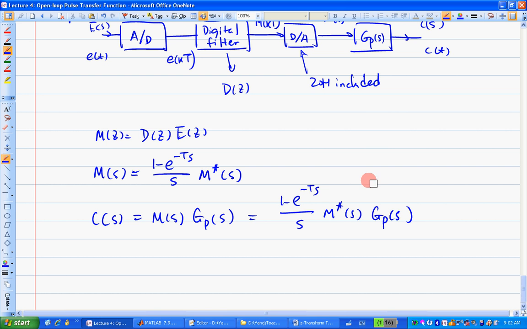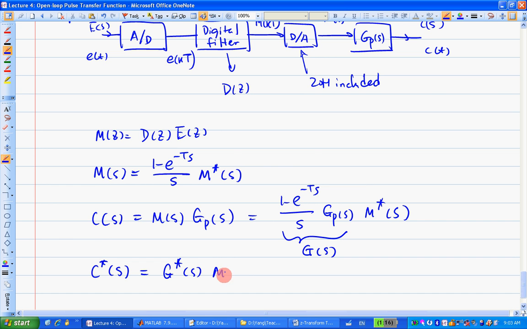So maybe I'll write it slightly differently here. I'll move this GP of s to the front, and m star of s here. So now these two can be combined into one block if you know the plant, right? Then you take the star operation, the star Laplace transform. So C star equals the star of this. I would call this G of s, so that's G star of s, m star of s. Okay, G star of m star of s.